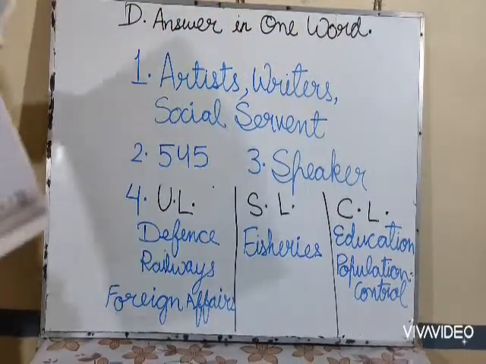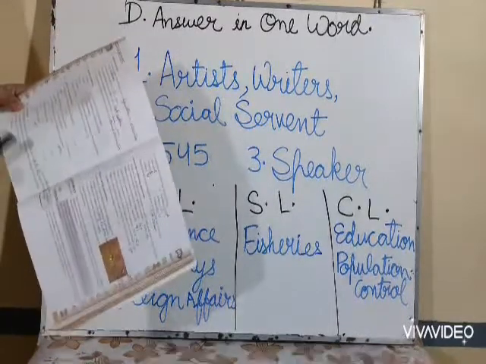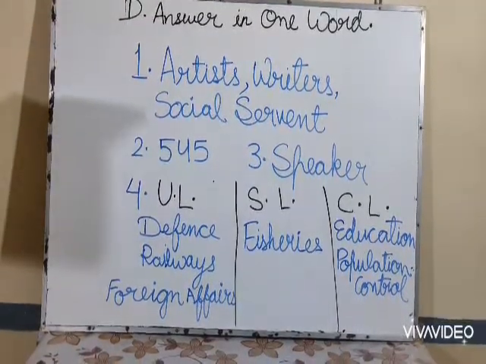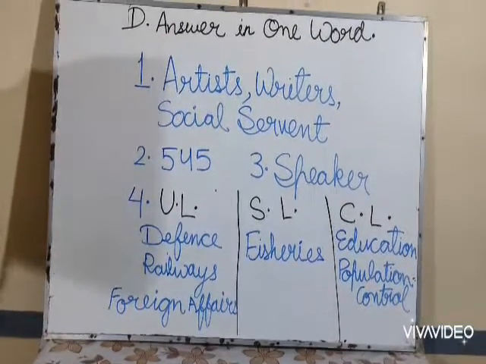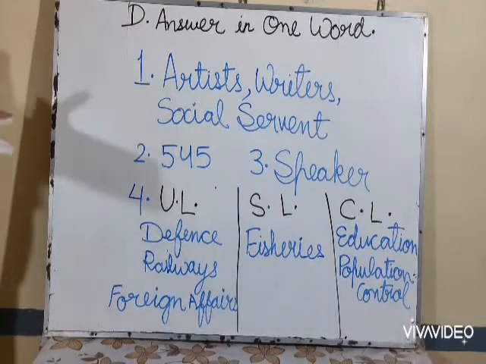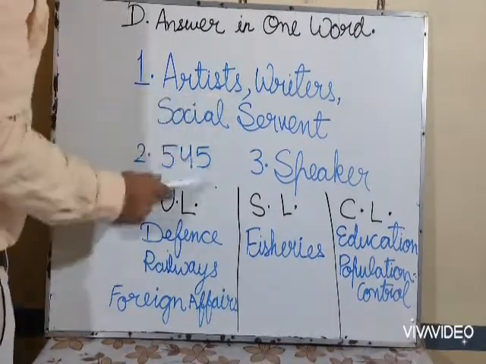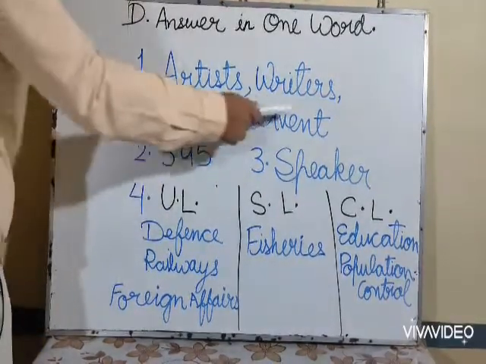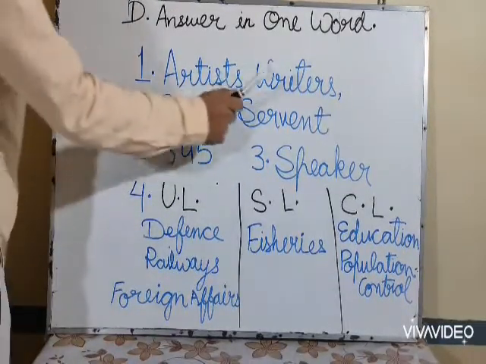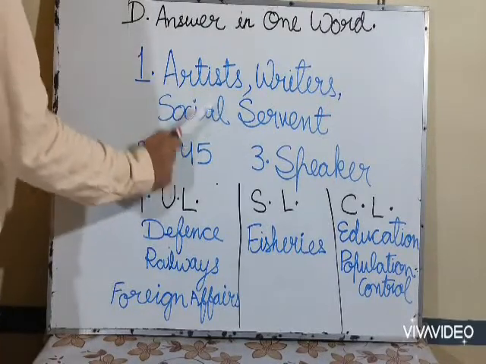First question is from the book: which community gets special attention from the President? Answer is artists, writers and social servants.